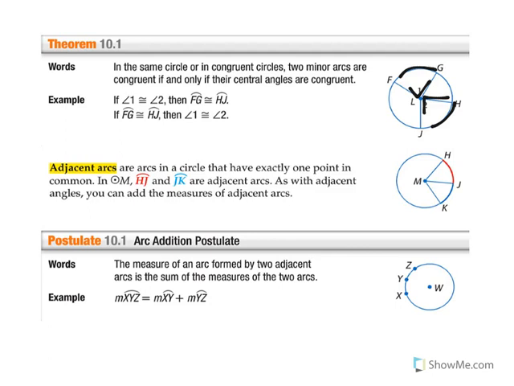But last but not least, the arc addition postulate. And this is going to make sense if you know the angle addition postulate or segment addition postulate. The measure of an arc formed by two adjacent arcs is the sum of the measure of the two arcs. Very wordy. All it's saying is that if we have arc XY and YZ, if we add them together, we're going to get arc XZ. That's really it. That's all that it's saying.